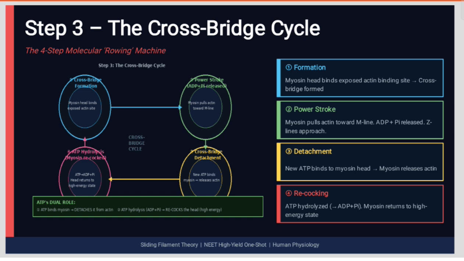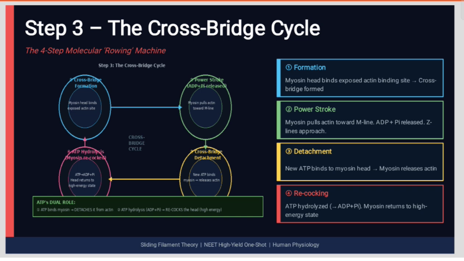Students always say ATP provides energy for the power stroke. This is wrong. The power stroke uses energy from the cocked state, stored from the hydrolysis in the previous cycle. New ATP is needed for detachment, not attachment.